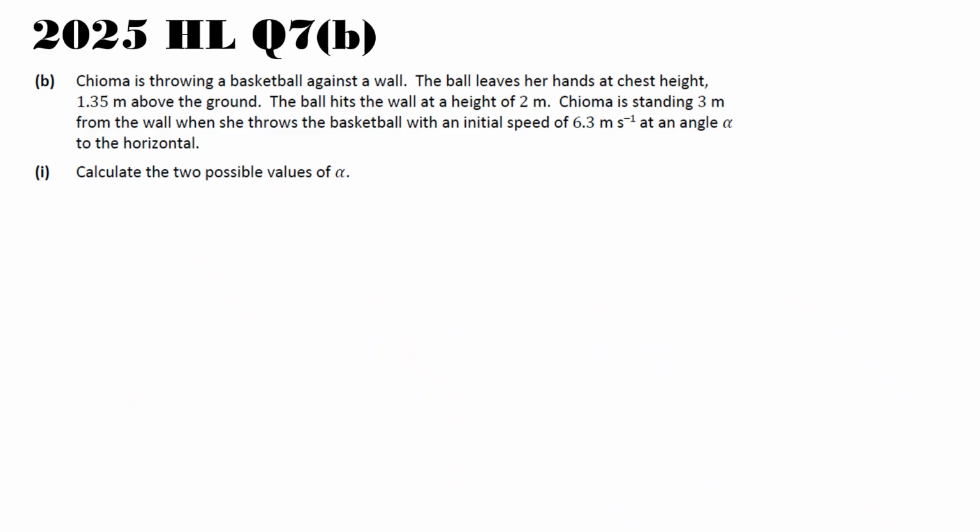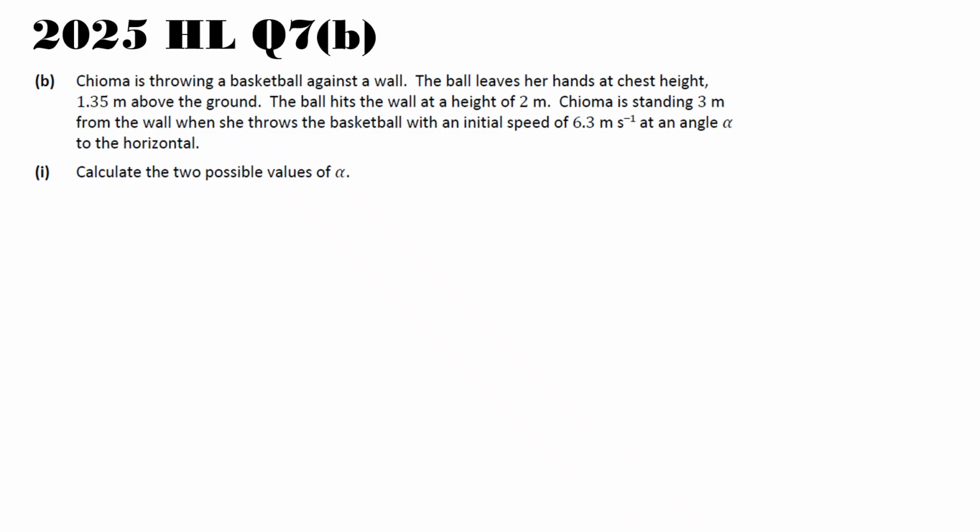So Chioma is throwing a basketball against a wall. The ball leaves her hands at chest height, 1.35 meters above the ground. The ball hits the wall at a height of 2 meters. Chioma is standing 3 meters from the wall when she throws the basketball with an initial speed of 6.3 meters per second at an angle of alpha to the horizontal. Calculate the two possible values of alpha.